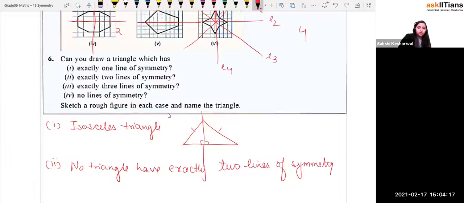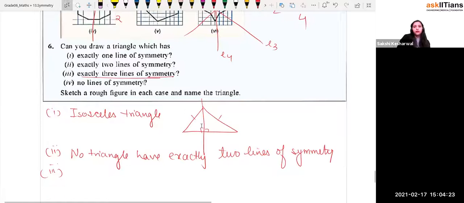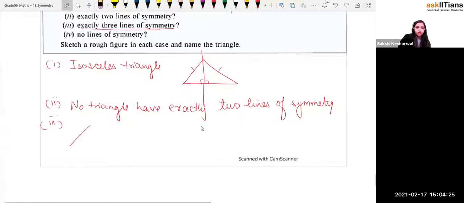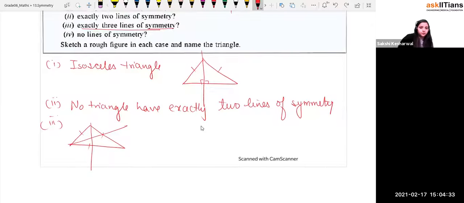Now coming to the third part, it says exactly three lines of symmetry. So we know that exactly three lines of symmetry will be had by what, beta? An equilateral triangle, right? In an equilateral triangle all sides are like this. So this and this, right? Yeah. So this will be an equilateral triangle, right?